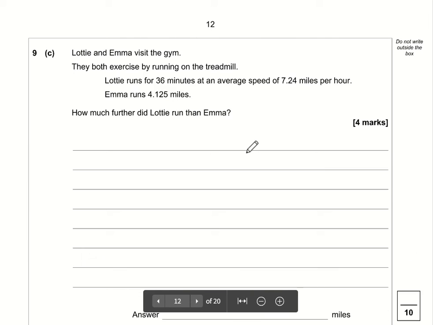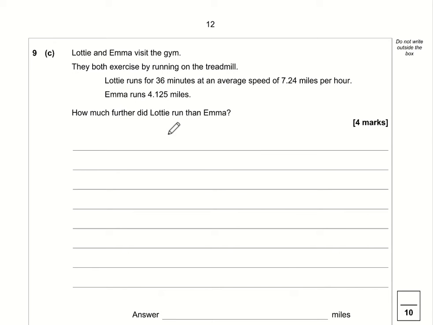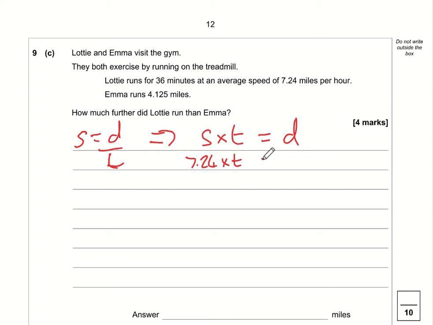And on to the final part of question 9. So how much further did Lottie run than Emma? So how far did Lottie run? Okay, so we know that speed is distance divided by time. So therefore speed multiplied by the time is the distance. Okay, we want the distance in miles. The speed is in miles per hour, so we need the time in hours. Now this is the difficult bit. So the speed, no problem at all, that is 7.24, and we just need to work out the time.